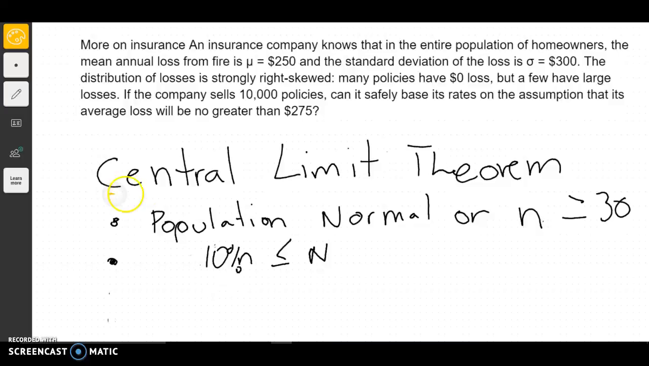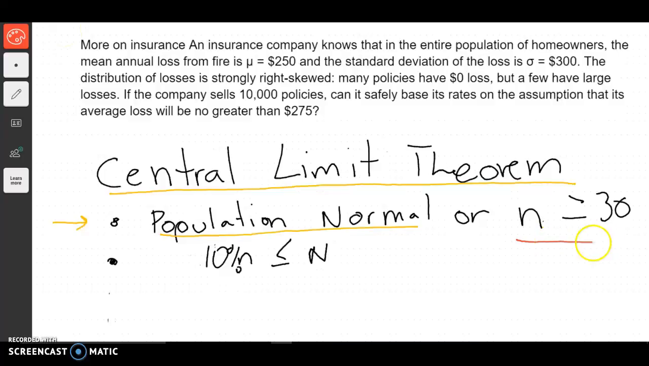You can only use the central limit theorem, meaning these sampling distributions will be approximately normal, if the population is normal. So if it's already normal, you're fine. Or you have to have a sample size that's bigger than 30. The other thing that you have to make sure of is that when you take a sample, it's not more than 10% of the entire population.